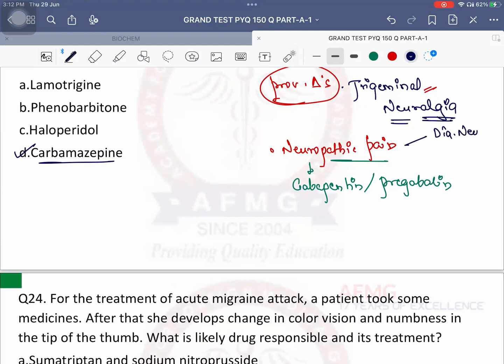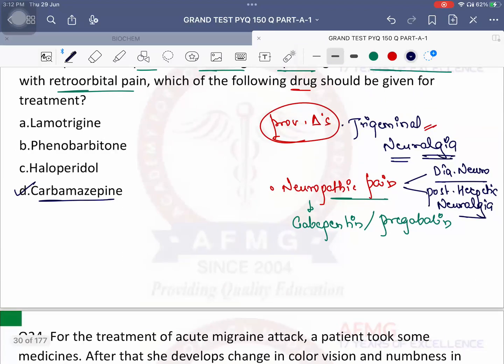Diabetic neuropathy. It occurs in diabetic neuropathy. And second, it occurs in post-herpetic neuralgia. Okay? So please remember, neuropathic pain is different. It occurs in two conditions. One is called diabetic neuropathy and second is called post-herpetic neuralgia.